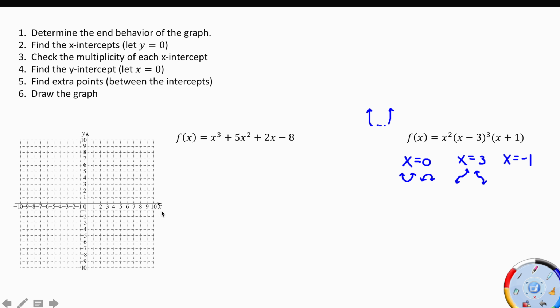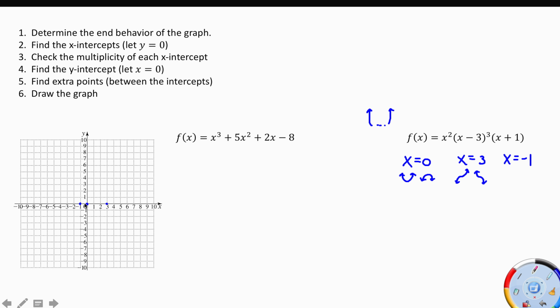So let's plug in my zeros. X is 0. Oh, notice that also got my y-intercept. X is 3. And x is -1. Okay, so let's see if this shape will go through those points, but I've got to remember what happens at 2 of the points. So if I start over here at -1, it's just going to go straight through -1. But at 0, it's got to touch and turn around and go back down. And then at 3, it's got to touch and make a flat place and keep going. Perfect. That end behavior is going to work.